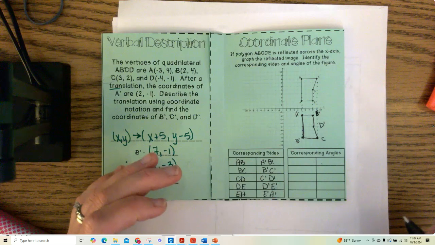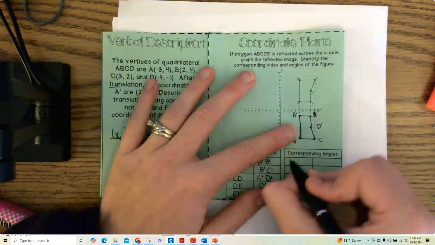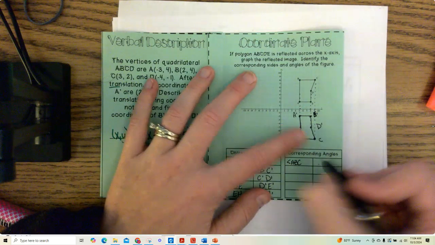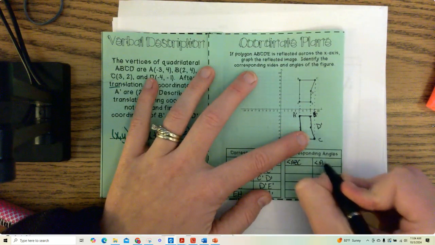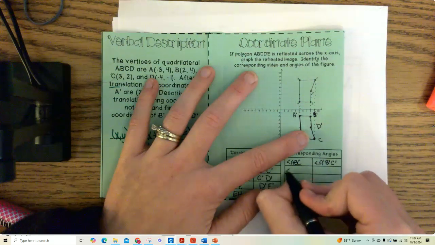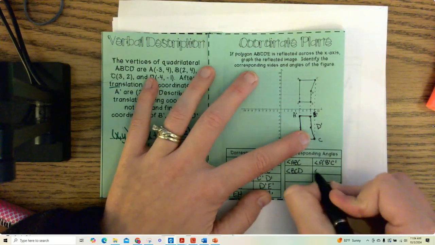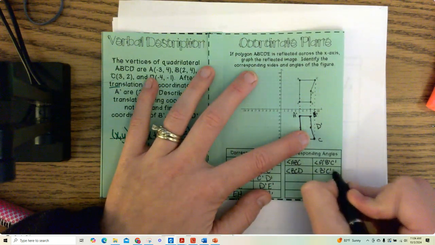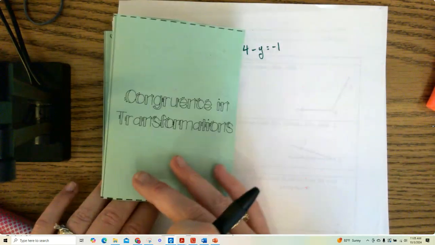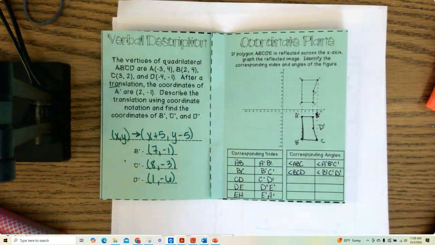All right, corresponding angles. So let's start with angle ABC. The corresponding angle on the new figure would be A prime, B prime, C prime. And we could do this for every angle. All that's going to change is just those prime marks. So that's all we're going to fill out on that one. And so that's it for this video.